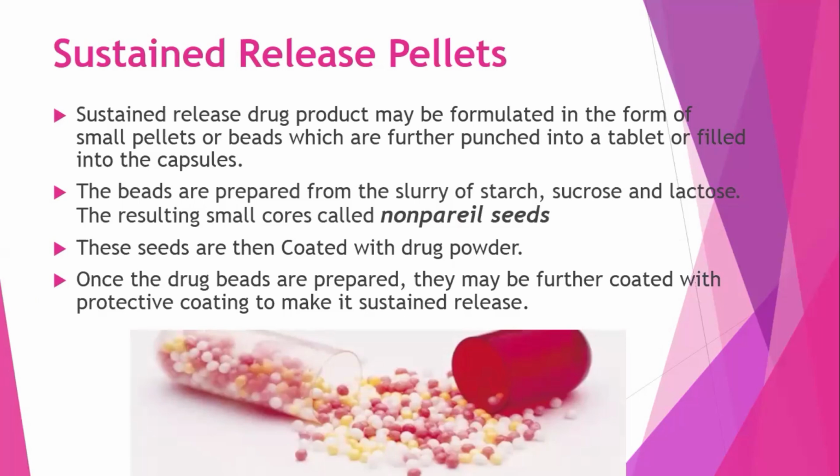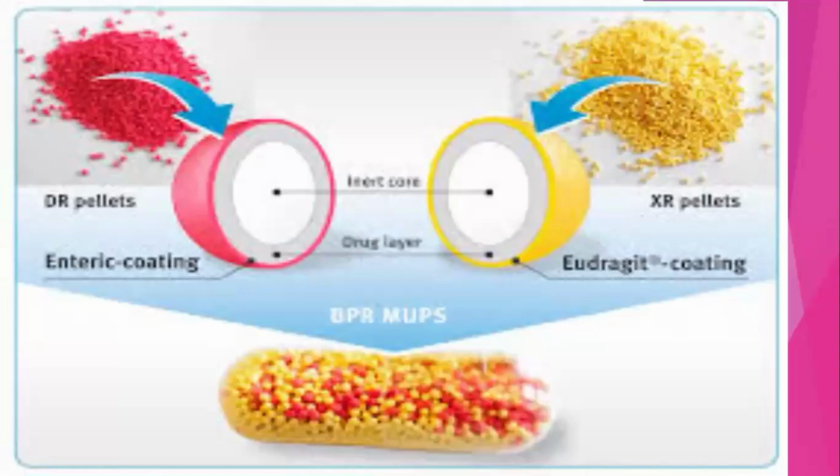In this picture, you can see red colored enteric coated pellets and yellow colored extended release beads mixed and filled inside a capsule. Enteric coated beads shall release the drug in the intestines, and the other coated beads shall be releasing the drug slowly over a longer period of time to maintain a steady state concentration.